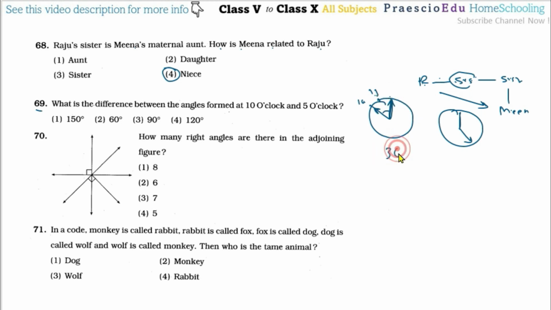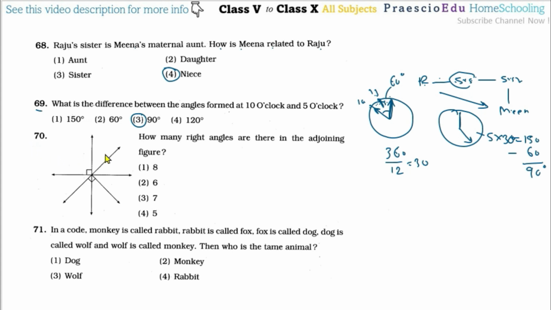So 360 degrees, the complete angle of the clock, divided by 12 gives 30, so one part is 30 degrees. At 10 o'clock there are two parts, 30 plus 30, so a 60 degree angle. At 5 o'clock there are 5 parts, so 5 multiplied by 30 is 150. The difference is 150 minus 60, which is 90 degrees. So 90 degrees is given in option number 3.